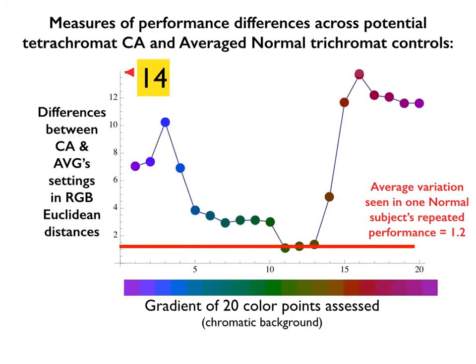If we now consider Concetta's data compared with an average normal control subject, we see the following pattern. Firstly, the differences between Concetta's isoluminant settings and the average normal control settings is significantly larger than the differences seen between the 2 normal controls, obtaining a level of 14 RGB Euclidean distance units compared to the 8 shown on the previous slide.